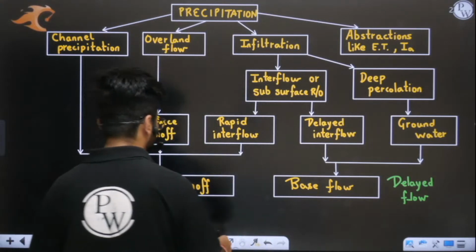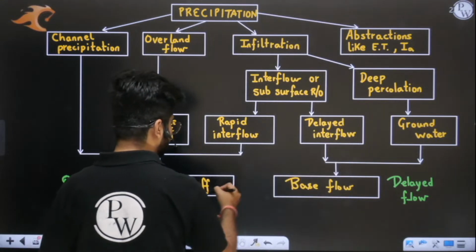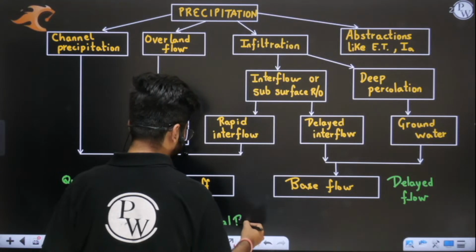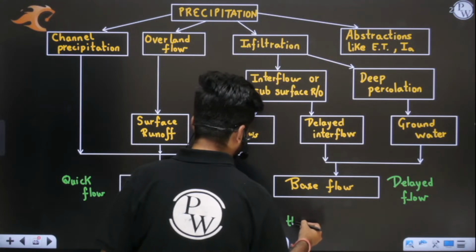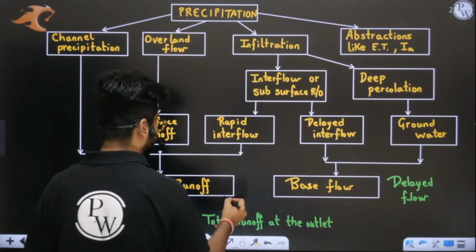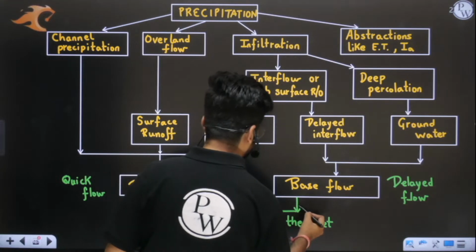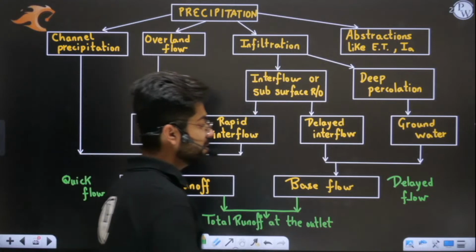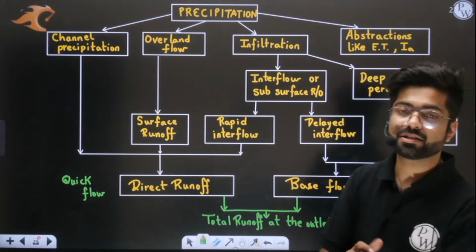If you sum it up, you will get the total runoff at the outlet. So this is the entire summary of your chapter runoff. This is when you combine both of them. So ultimately, sir, what have we understood from here? That some water will reach quickly and some water will take time.